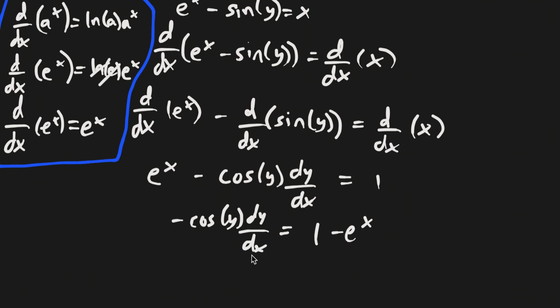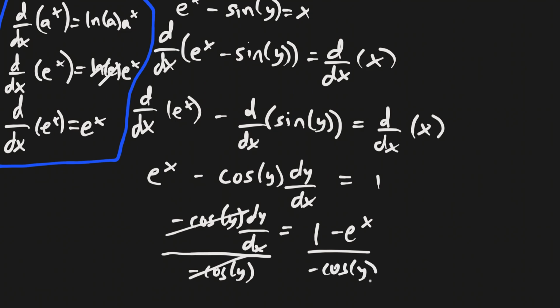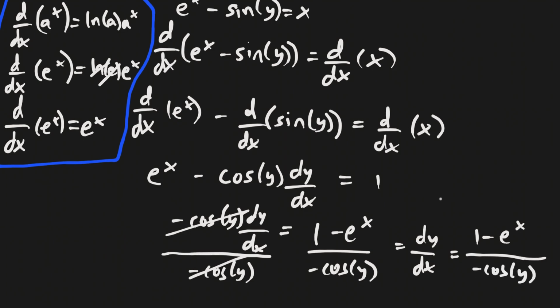So I've got to divide negative cosine y on both sides, right? So I'll do that, divide by negative cosine y. And so our final answer is dy by dx equals 1 minus e to the power of x over negative cosine y. And that is your final answer.